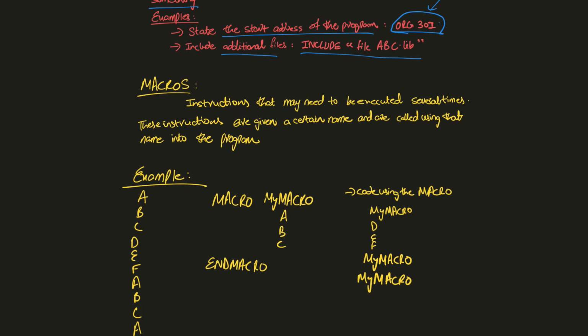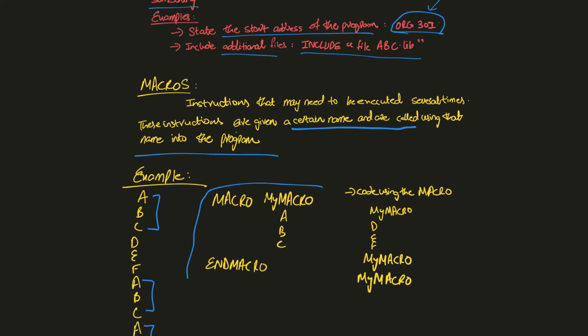Here I've written the general definition: there may be instructions that need to be executed several times, but these instructions are given a certain name and are called using that name in the program to make it more concise, so you are not writing the same lines over and over again and it does not get very repetitive, right? Here we have an example, and this is not a specific example. It is just to help you understand how macros work. Here we can see there's ABC here, ABC here, and ABC here. So it keeps on repeating itself, right?